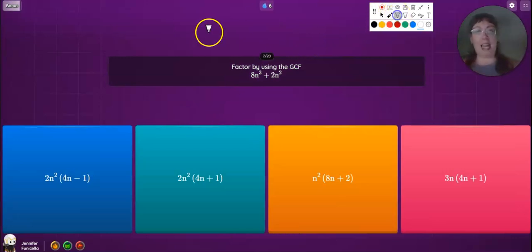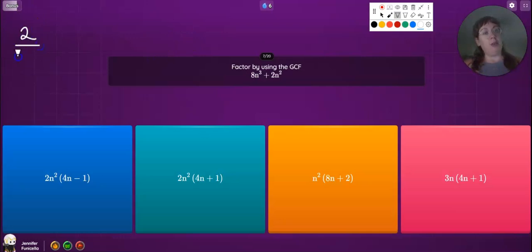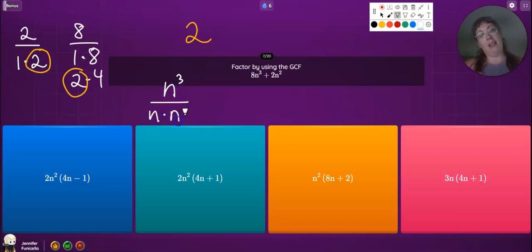Question 7, factor using GCF. We have 8n cubed plus 2n squared. Well, 2, of course, is 1 times 2. 8 is 1 times 8, and 2 times 4. So our GCF of our numbers is 2. Then we have an n cubed. And remember, that means n times n times n. 3 of them. And then we have an n squared, which is n times n.